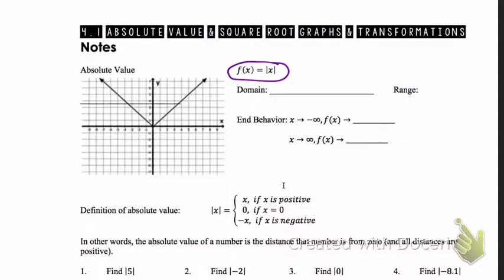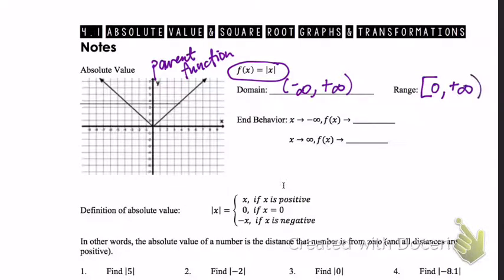This is called the parent function. Parent function just means the very simplest form. That means no transformations at all. The domain is from negative infinity to positive infinity. And then my range starts at 0 and goes to positive infinity. And you have a bracket because it is defined at 0, 0.